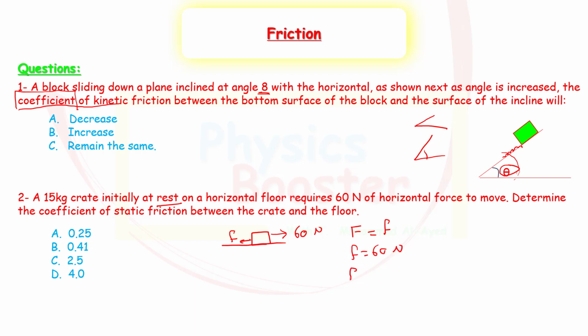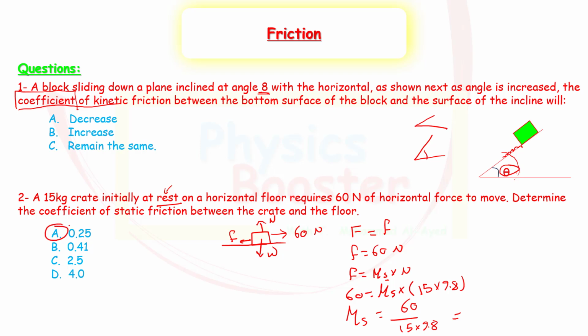Now we know that friction is equal to mu s multiplied by N. Why did we use s? Because it is at rest. So 60 is equal to mu s multiplied by the normal force. What's the normal force? Because the surface is horizontal, this is the weight, and this is the normal. They will be equal to each other. So it's multiplied by mg. m is equal to 15 multiplied by 9.8. So mu s is equal to 60 divided by 15 multiplied by 9.8. And the answer in this case will be equal to 0.25.